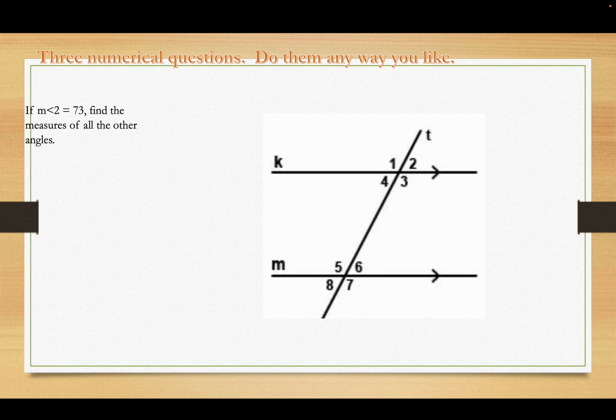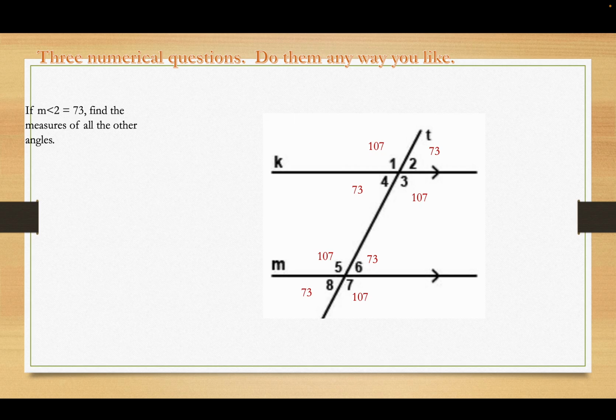Angle 2 is 73. Find all the missing angles. Okay, so if 2 is 73, that means 4 is 73. 1 is 107 because they're supplementary, and 3 is 107. Okay, 5 is going to be 107. 7 is going to be 107. Those are all of my obtuse angles. Here's all my acute ones. They are all 73.